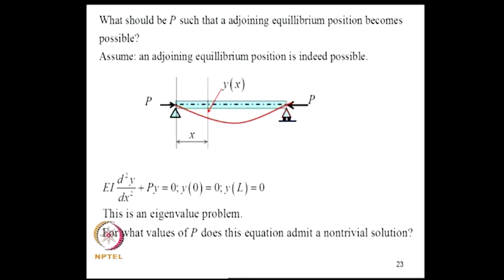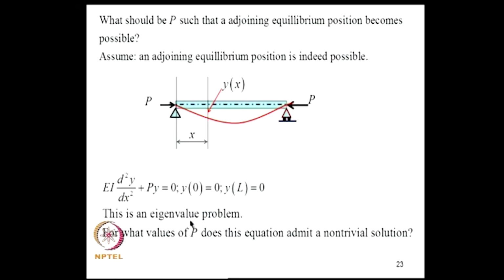Okay. So, we will assume that under the action of axial load P, the beam can assume an adjoining equilibrium state. So, this is the adjoining equilibrium state and the transverse deflection at a point x is y of x. So, that means we are starting with an a priori assumption that an adjoining equilibrium position is indeed possible. Under that assumption, we can now write the equation EI d square y by dx square equal to minus Py, where Py is the bending moment at cross section x, and y at x equal to 0 is 0, at x equal to L is again 0.